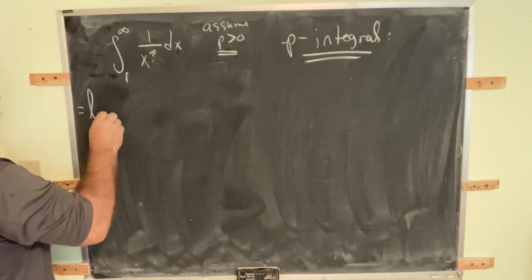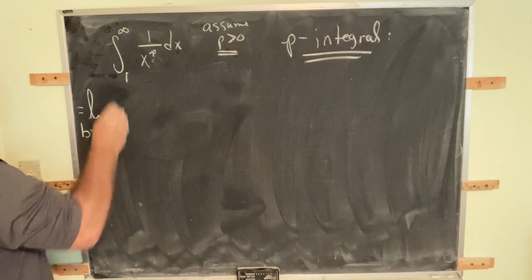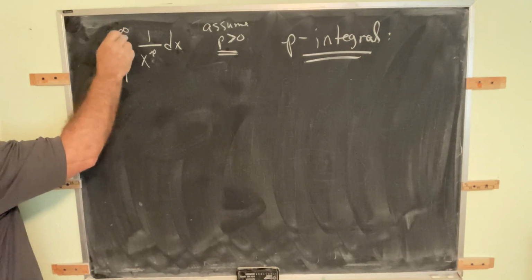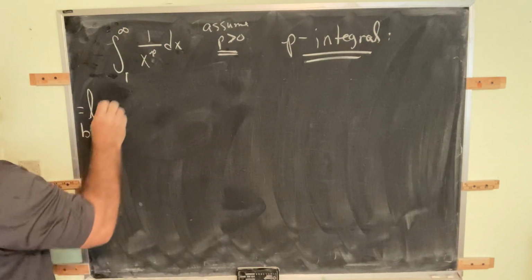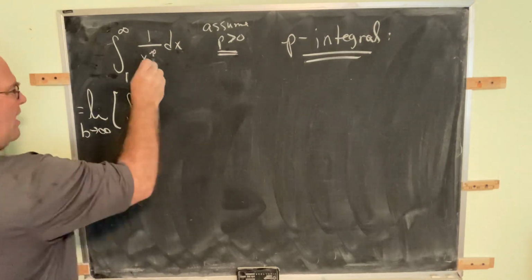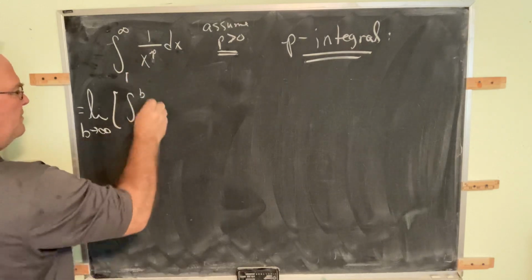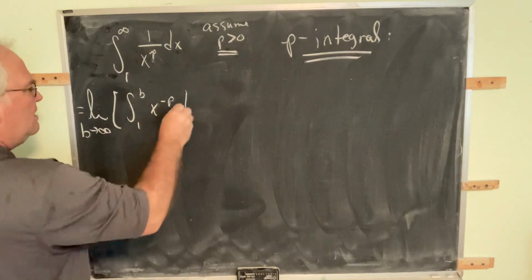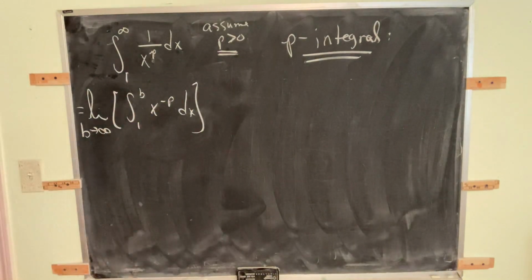Well, in fact, okay, so what we have here. This is the limit, with infinity as an upper limit of integration, so b is going to infinity, of the integral from 1 to b of. Now I'm going to change this into exponential form. This is now x to the negative p dx. All right?